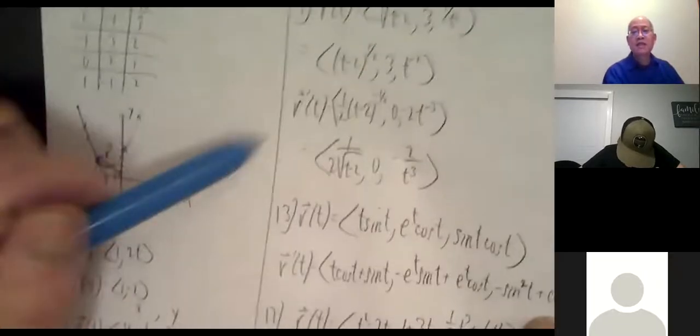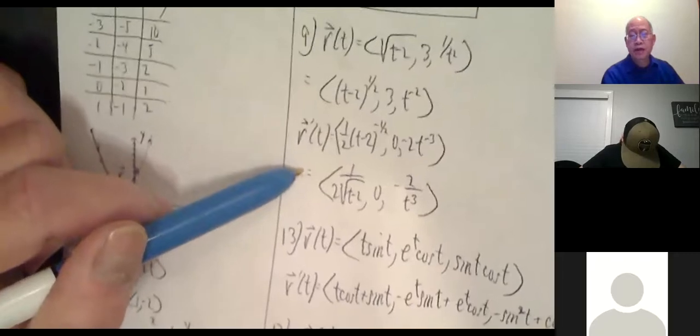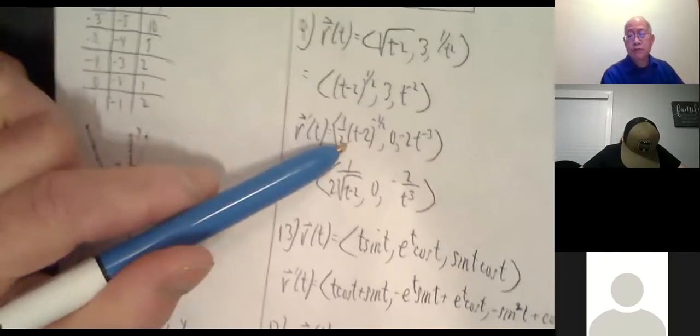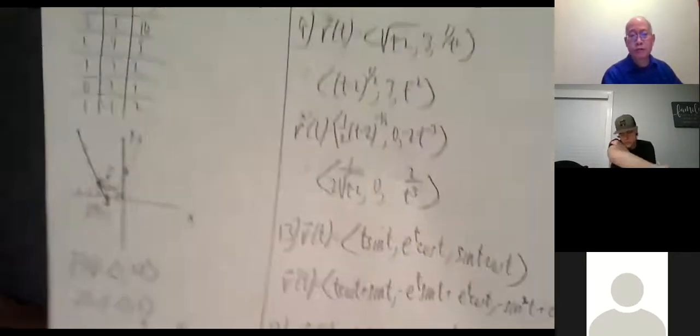So we're going to say this is the derivative of r. This is r prime. This is the tangent vector, even though we did 3. So we would say this is 1 derivative, but we open it up and there's actually 3 derivatives. Okay, that's all.